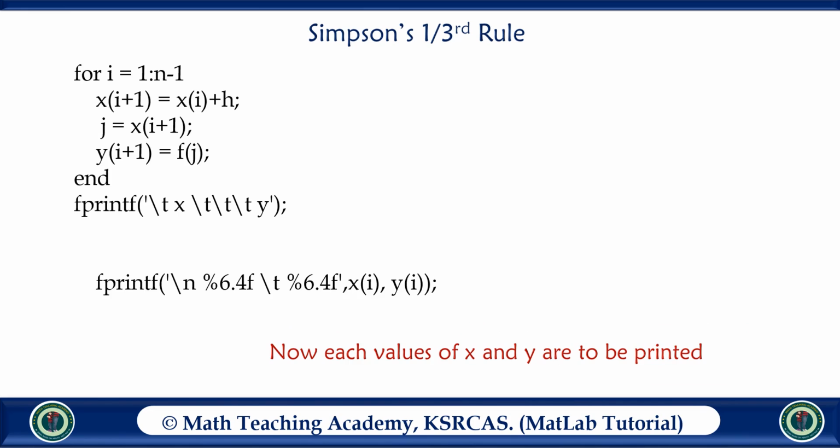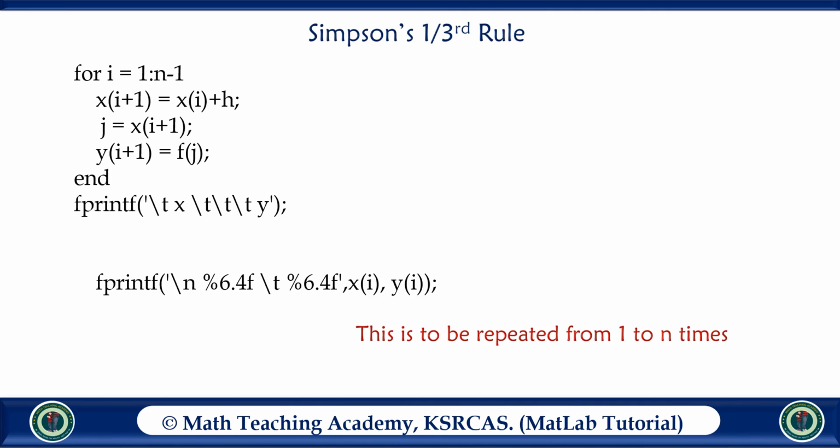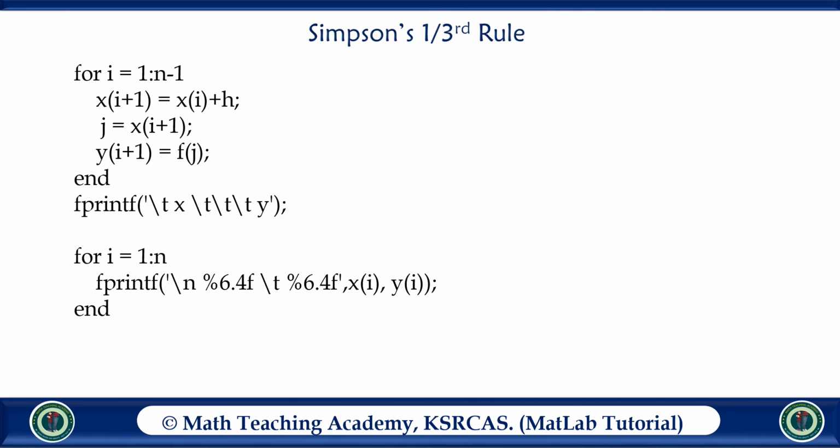fprintf('\n %6.4f \t %6.4f', x(i), y(i)). This fprintf command should be inserted in between the for loop, so that it is repeated from 1 to n times.